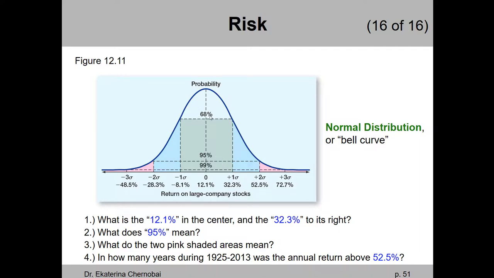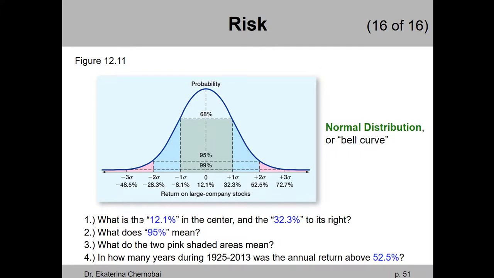And 68%, for example, shows that 68% of the time, so roughly 2/3 of our 88 years, the return was within 1 standard deviation. So in this range, between losing 8.1% of the money in 1 year and gaining 32.3% of your money in 1 year, in this sort of greenish, grayish shaded area.